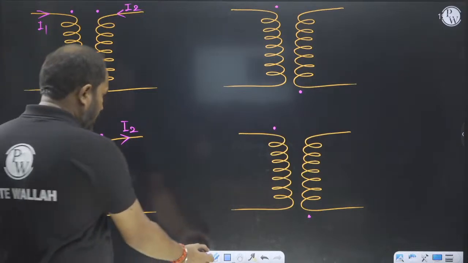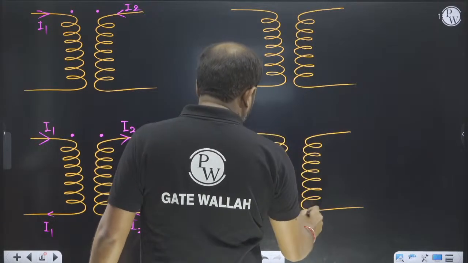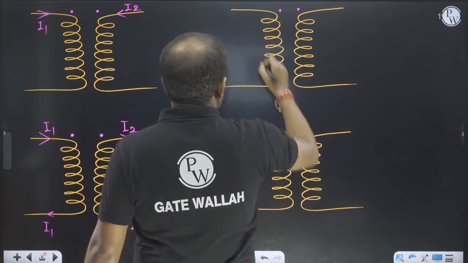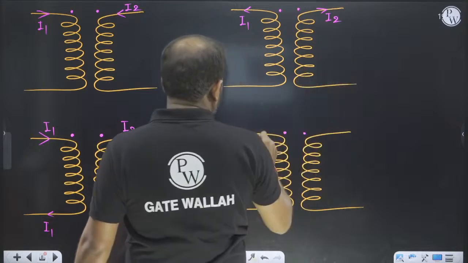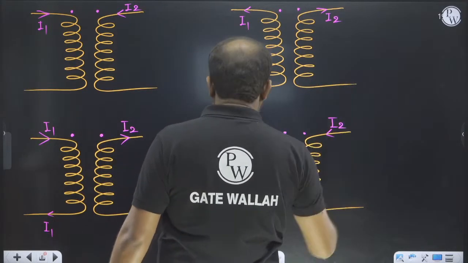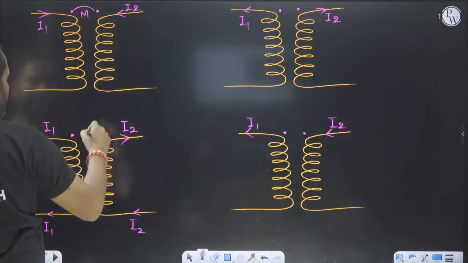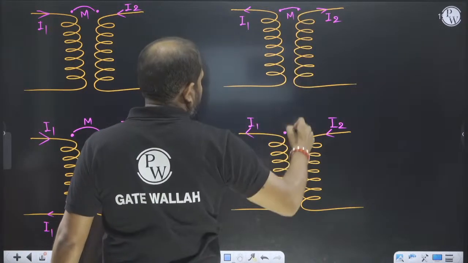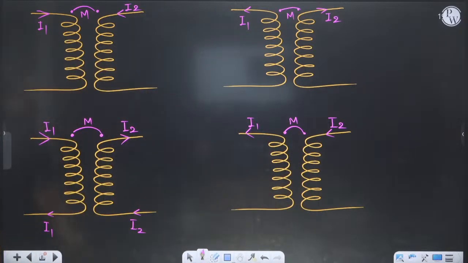Then we also have something like this. In this case I1 is leaving and I2 is leaving. In this case I1 is leaving and I2 is entering. So there is a mutual inductance between them, M, in this case also M, in this case also M, in this case also M.